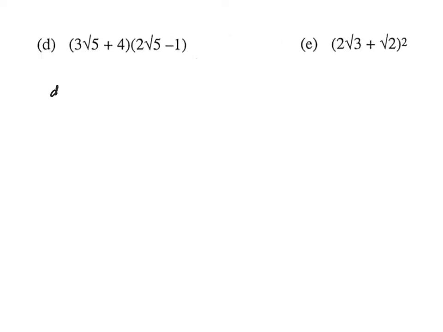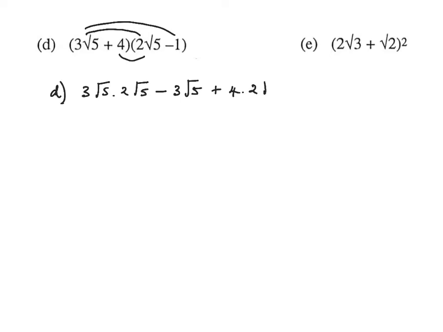Now, part D. So, multiplying out brackets. So it's 3 root 5 times 2 root 5. And the next term we have is minus 3 root 5 times 1, which is 3 root 5. Then we've got plus 4 times 2 root 5. And 4 times minus 1 is minus 4.